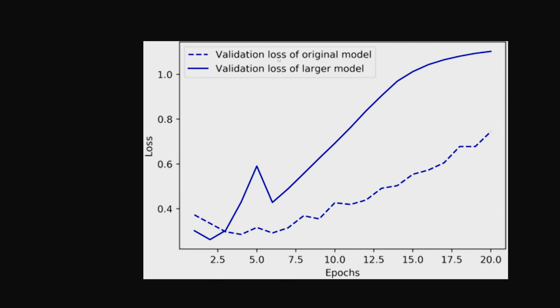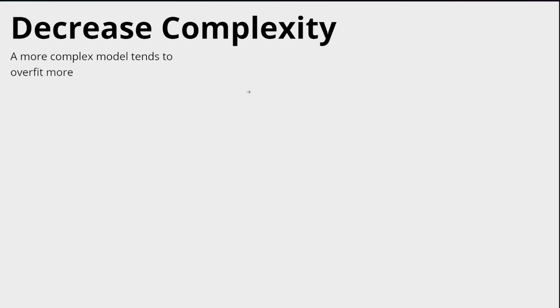So if we plot the validation loss of the original model and the larger model, we can see that with the larger model, it starts to overfit way more quickly than the original model. So again, that lines up with what I said. I'll just repeat it again. The more complex your model is, the more it has a tendency to overfit. That is why one of our regularization techniques is to decrease the complexity of our model.